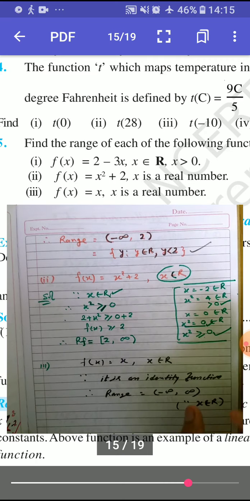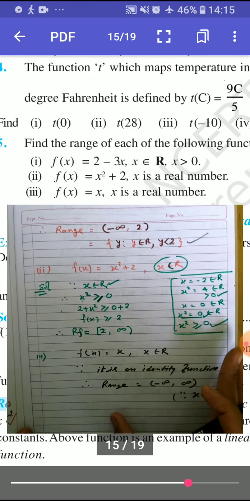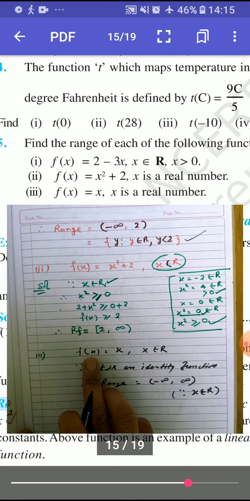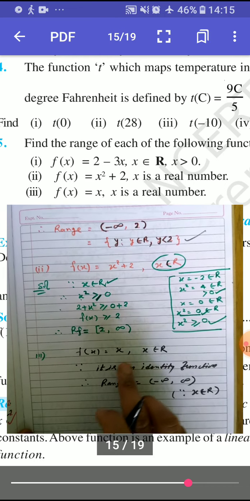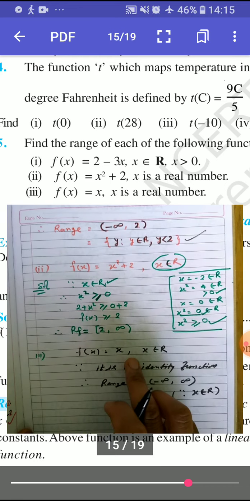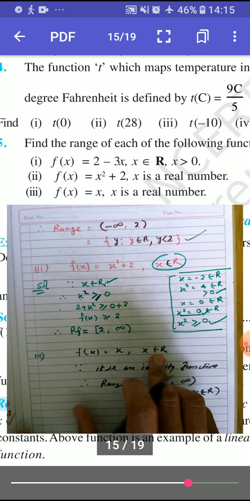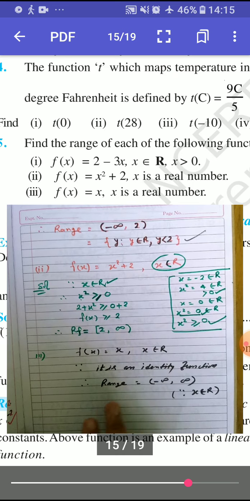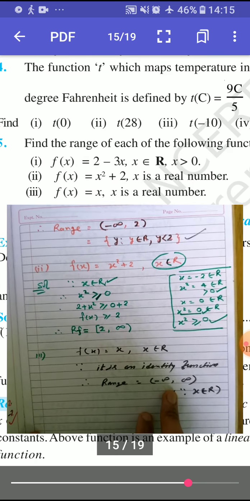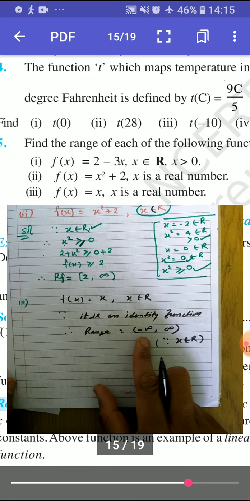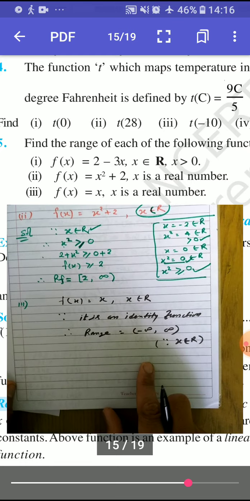Now the third part, f(x) equal to x, x belongs to R. Since it is an identity function, if you put x equal to 1, you get 1; 2, you get 2; 3, you get 3; if you put 4, you get result 4. Since the domain of this identity function is real numbers, the range will also be real numbers. It may be written in interval form as range equal to the open interval minus infinity to infinity. Right?